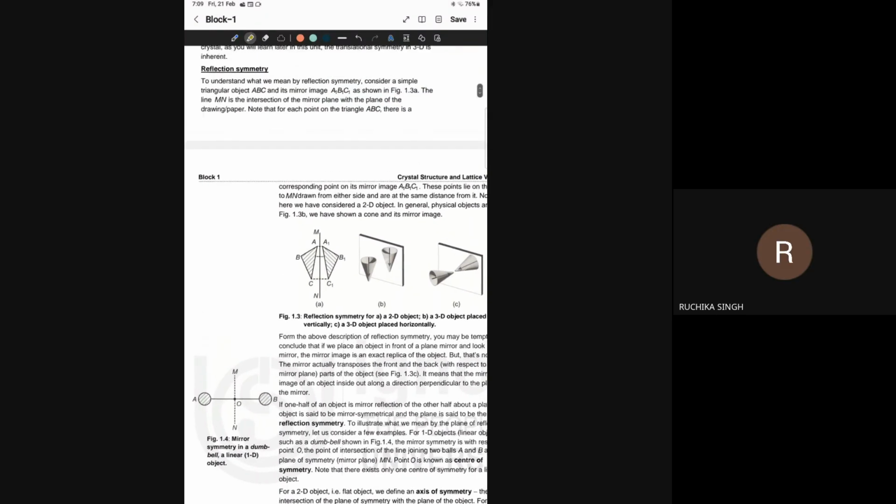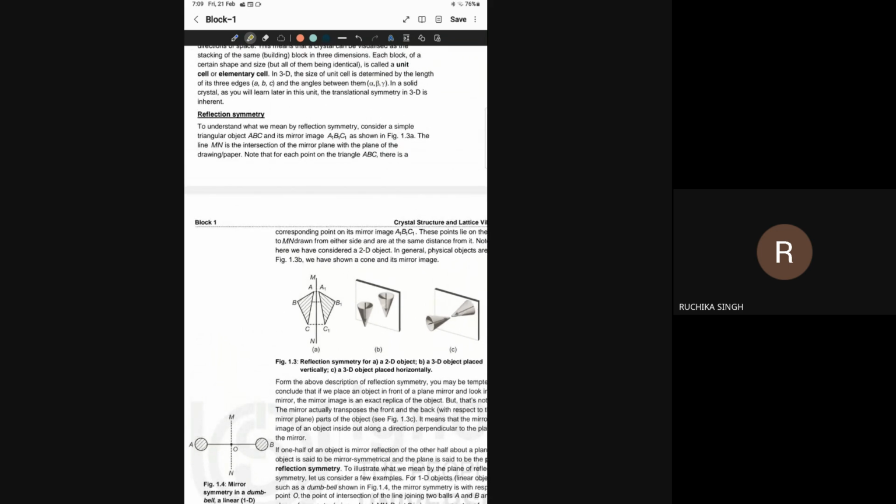Okay. So next we move over to reflection symmetry. As I already have told, to understand what we mean by reflection symmetry, consider a simple triangular object. Here you have a triangular object like this one, ABC, and its mirror image A1, B1, C1, as shown in figure 1.3a. The line MN here is the intersection of the mirror plane with the plane of the drawing paper. So this is the line which is kind of cutting the plane of the paper.